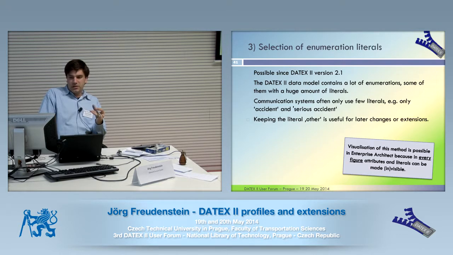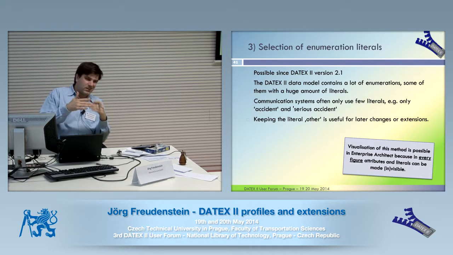The third method is to limit the enumeration literals. We have very long lists of enumeration literals which are not needed by every partner. There are a lot of requirements for all these literals, but in fact often they only use 1 or 2 of them maybe. And so there is a wish to limit them in your particular profile. It's useful to keep a literal called other, because there are always situations where the literals you selected are not enough, and then you have the possibility to go on to another.